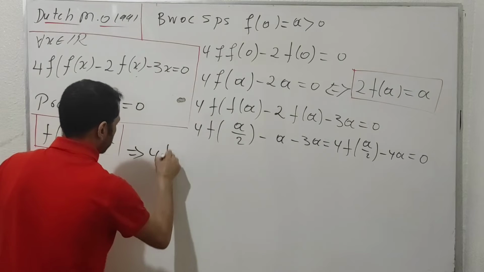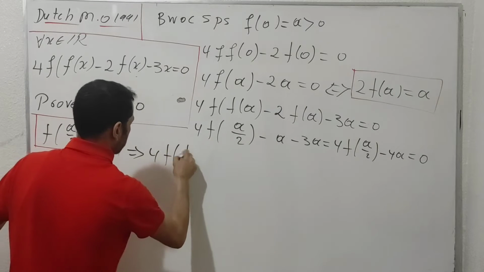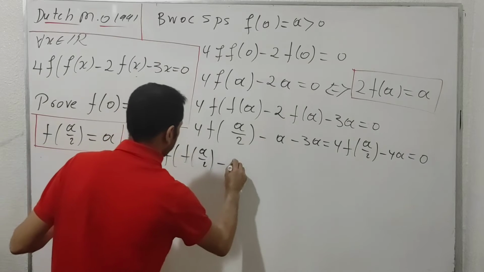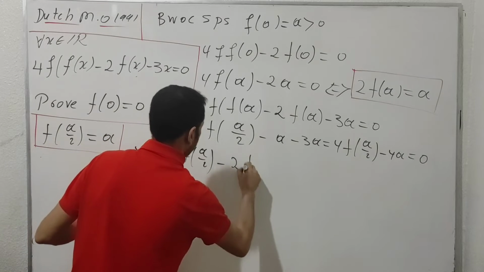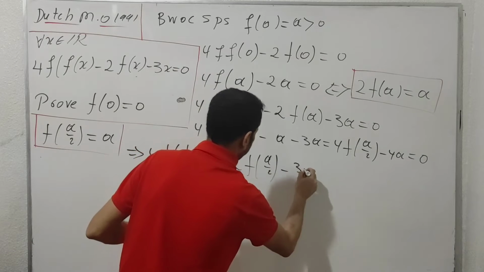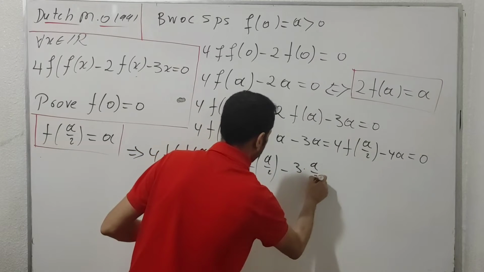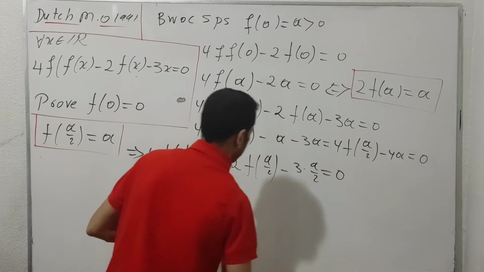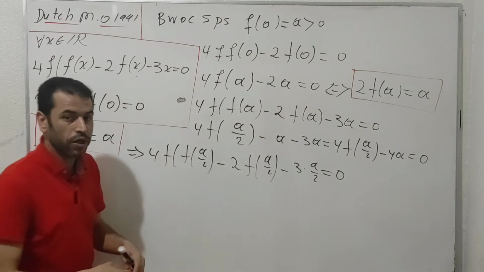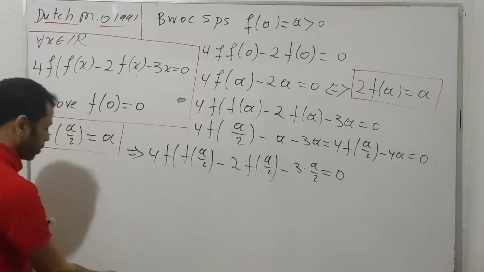So we'll have 4 f of A over 2 minus 2 times f of A over 2 minus 3 multiplied by A over 2 equals 0. Okay, then I'm going to replace f of A over 2 with A.